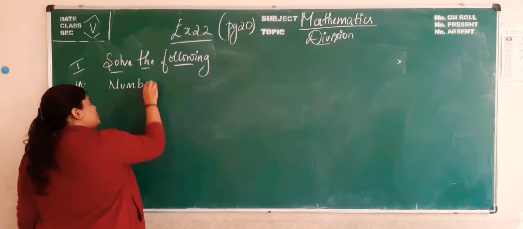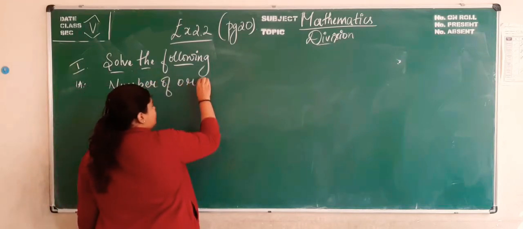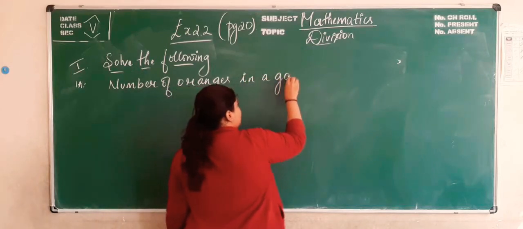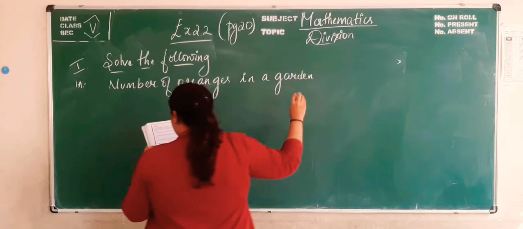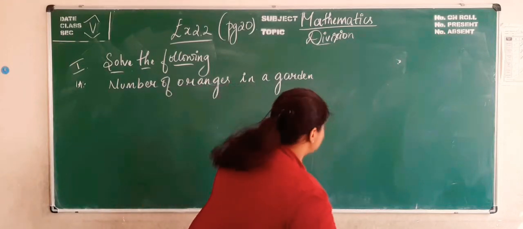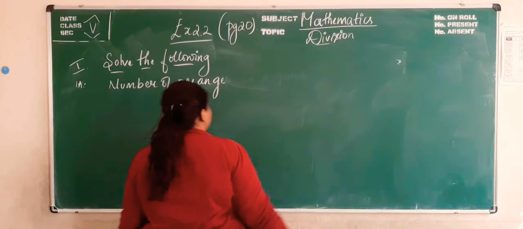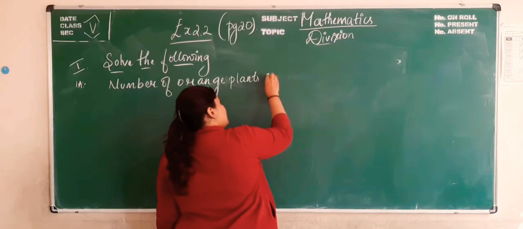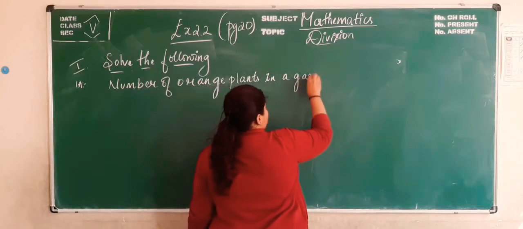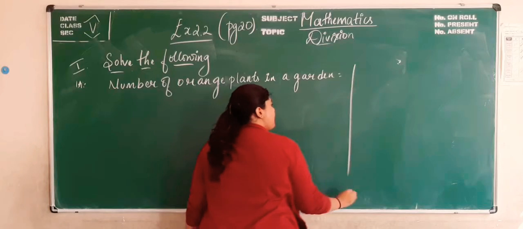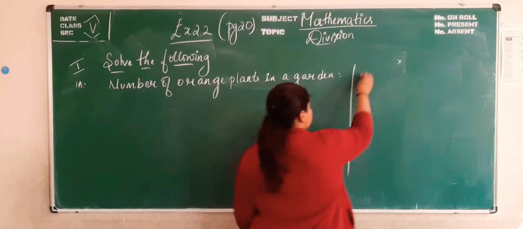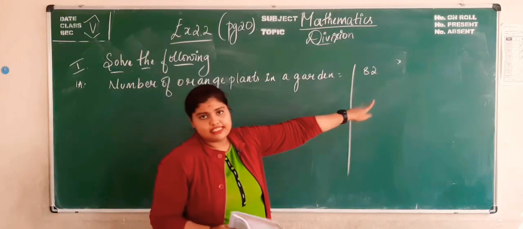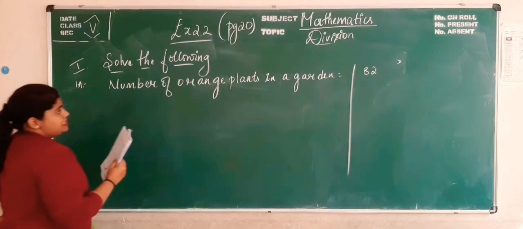Number of oranges in a garden. Sorry, number of orange plants in a garden. How many orange plants were there? See the question then. Yes, there were 82 plants. So I'll write 82. So the number of orange plants in a garden is 82.